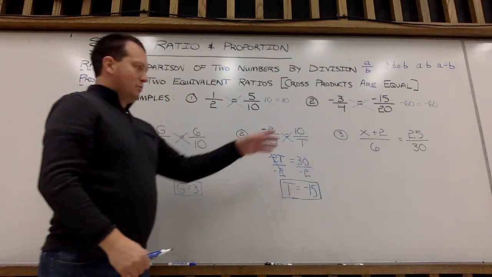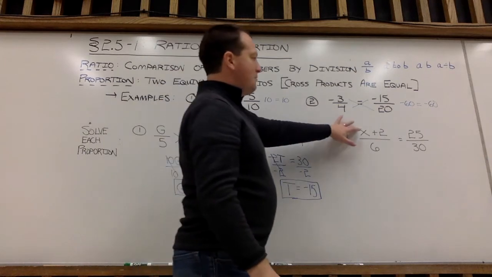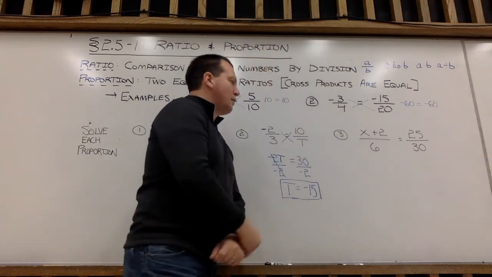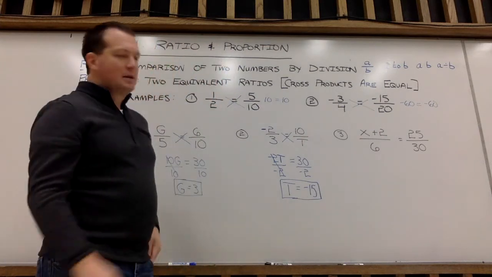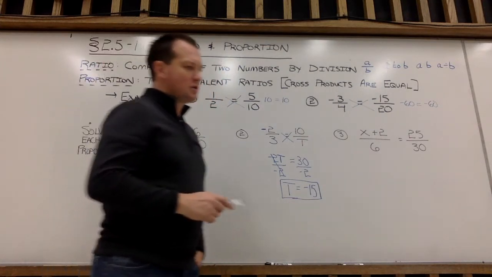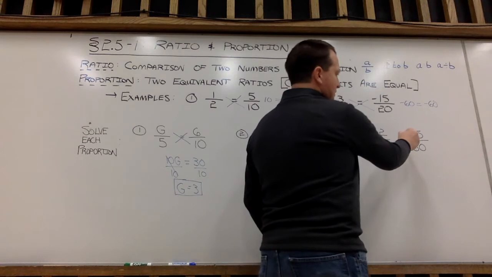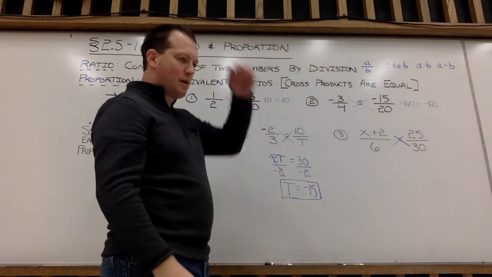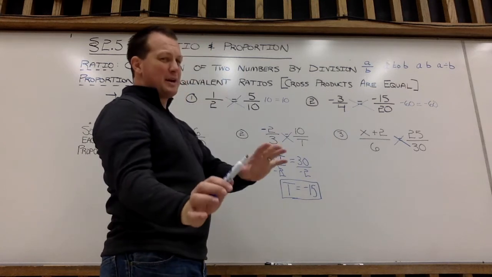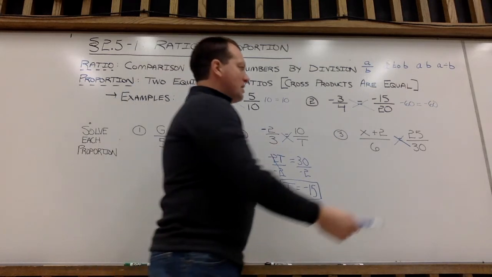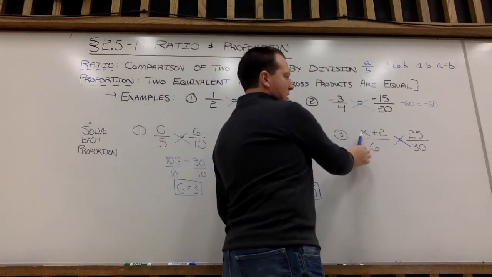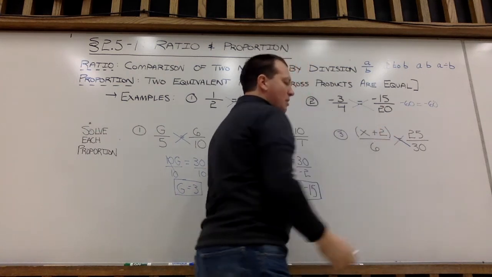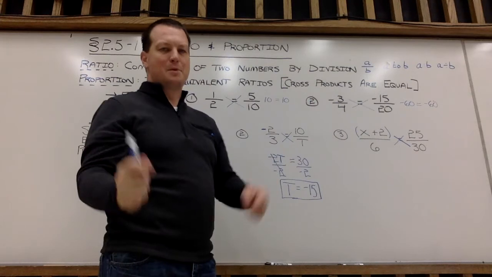So when we get to the third example here, here's where we have the multiple terms, this x plus 2 in the numerator of my first ratio. The process doesn't change. I'm still going to find the value of x by taking my diagonal cross products. But here's where I have to be really careful. Whenever I have multiple values, like an x plus 2, I want to put those in parentheses. Think about locking them up.